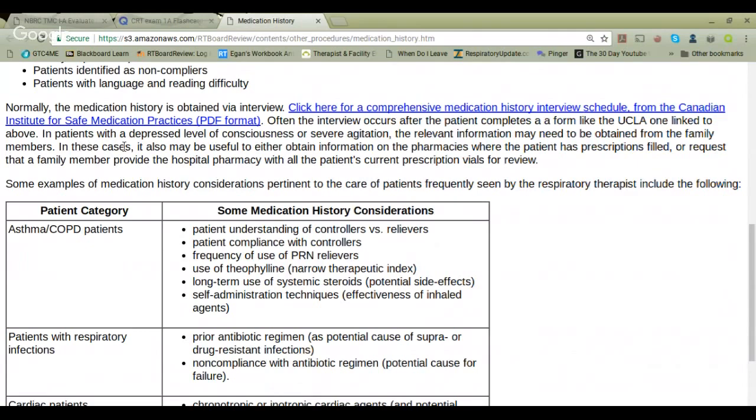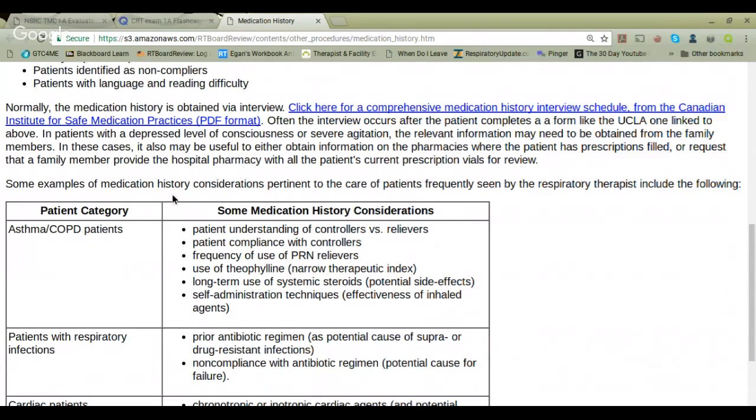In patients with a depressed level of consciousness or severe agitation, the relevant information may need to be obtained from the family members. It also may be useful to either obtain information on the pharmacies where the patient has prescriptions filled, or request that a family member provide the hospital pharmacy with all of the patient's current prescription vials for review. There was a test question on that, I can't remember it though.